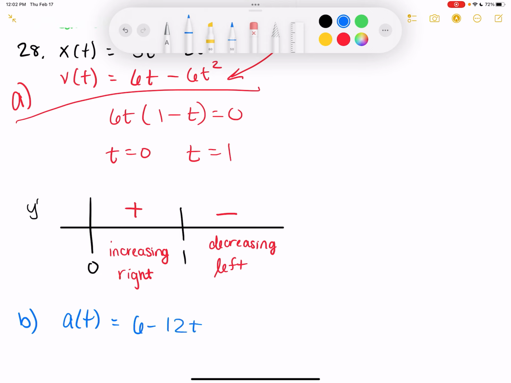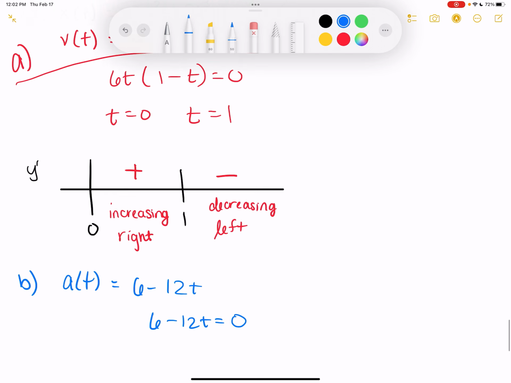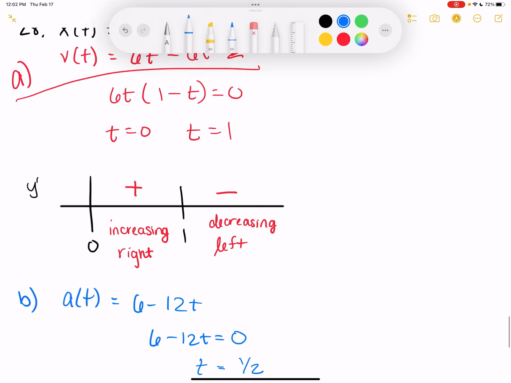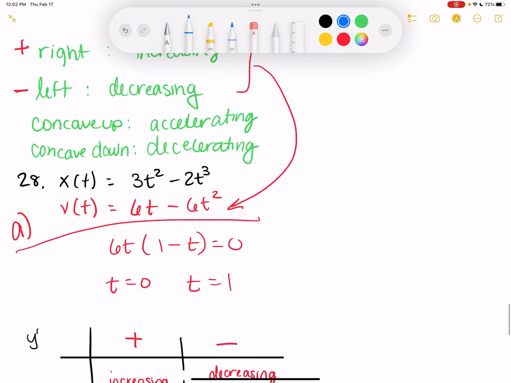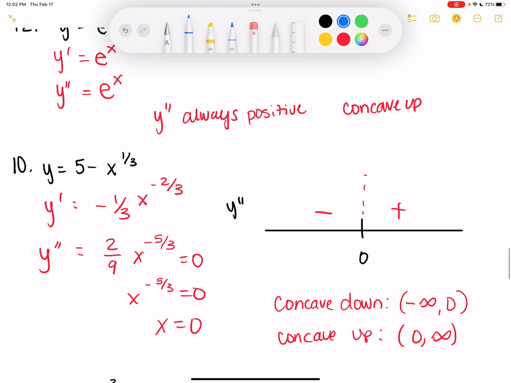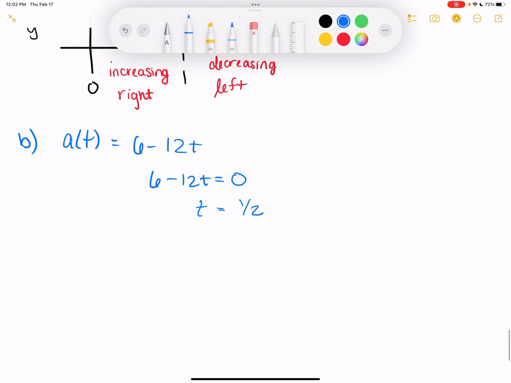Six 12t. So then if I set that equal to 0, that's just going to give me positive 1/2. And again, same thing, I can't go below 0, so when I do my sign chart, and this is going to go into the second derivative because we're dealing with concavity to determine if it is accelerating or decelerating. So just like we use the second derivative up here for concavity, we're going to do the same thing down here with the acceleration.